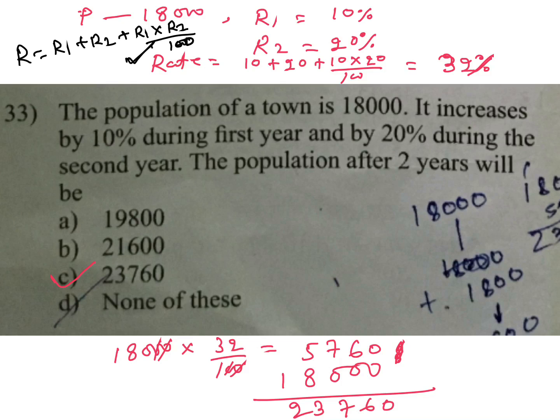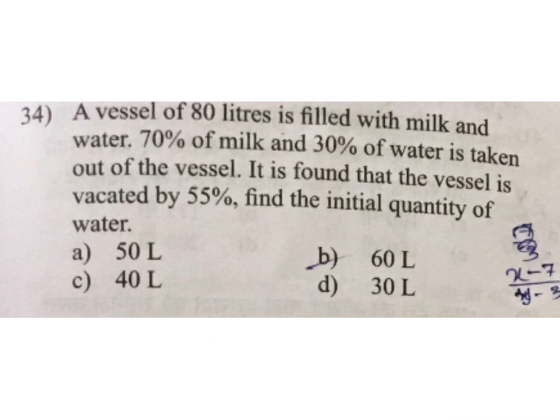Next question, a vessel of 80 liters is filled with milk and water. 70% of milk and 30% of water is taken out of the vessel. It's found that vessel is vacated by 55%. Find the initial quantity of water. This question I am solving. I don't know whether it's a correct method or not, but answer is matching with the official answer. So if anyone getting a different method, then you can comment.